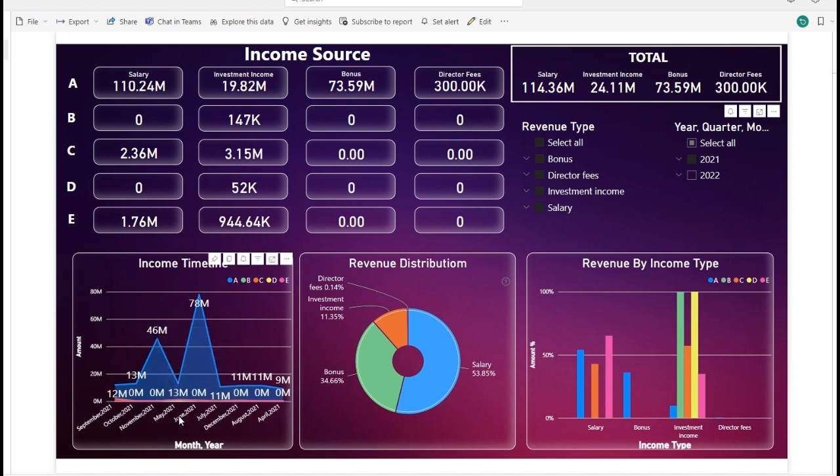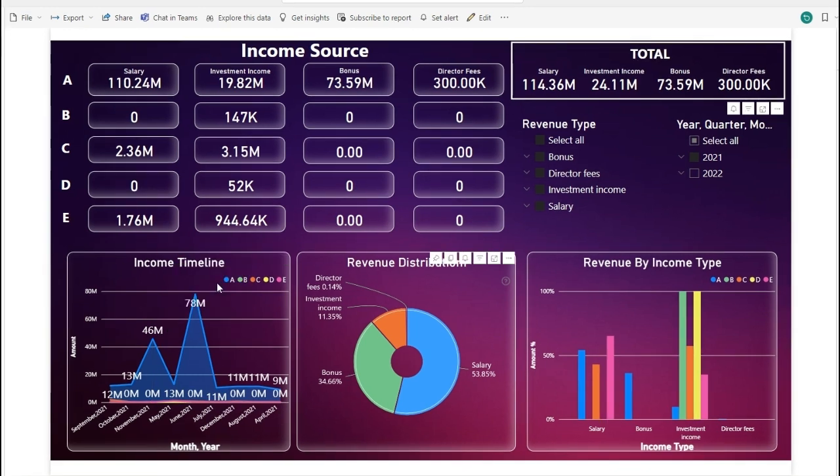As we can see, the maximum amount is 78 million that A has collected in the month of June, and the second highest amount A has collected is 46 million, and it is in the month of November. This chart will help us to understand the earnings of the people according to the year as well as month. It can help us to understand in which month they are earning more and in which month they are earning less.